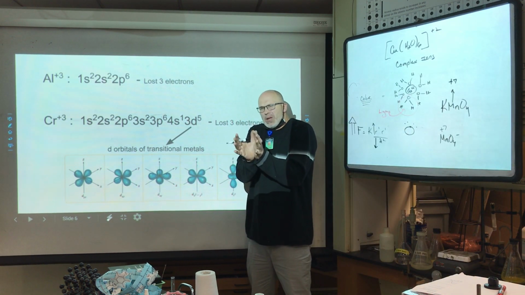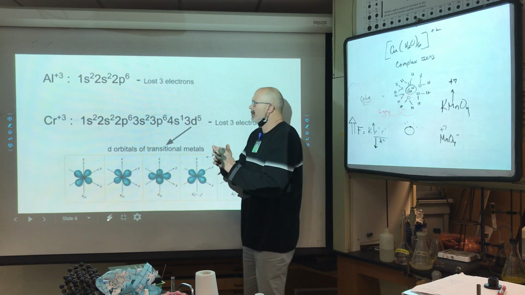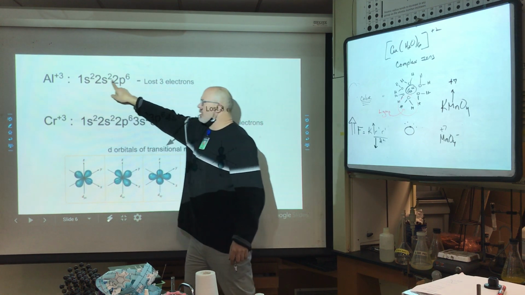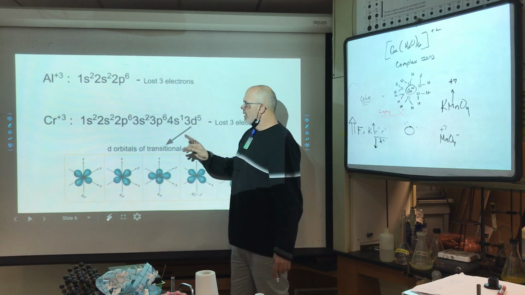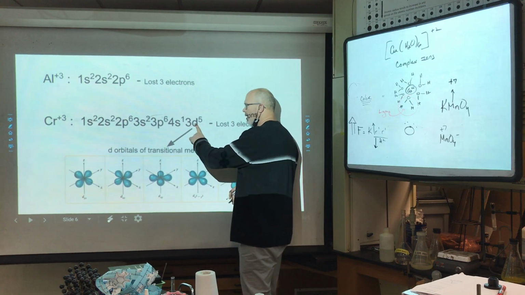We learned about this in the summertime. We're going to go back to these configurations. So this is the configuration of aluminum. It has 2, 8, 3. Aluminum +3 has 10 electrons. Now, chromium, being a transitional element, has these d electrons.